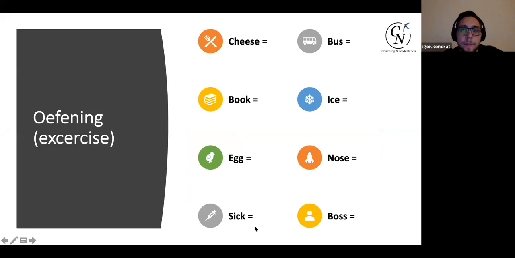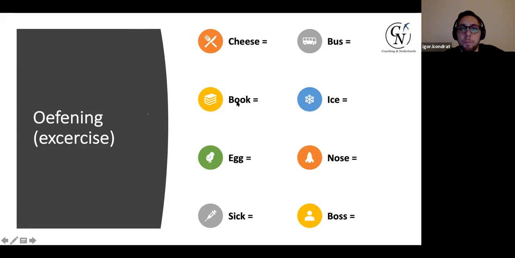Okay. And then we have another exercise. So how is cheese in Dutch? Kaas with a K. Yeah, exactly. And do you remember how the greenhouse was? The greenhouse? Kas. Yeah, great. Kas. So it's very short. And cheese, it's long. Kaas. Okay.